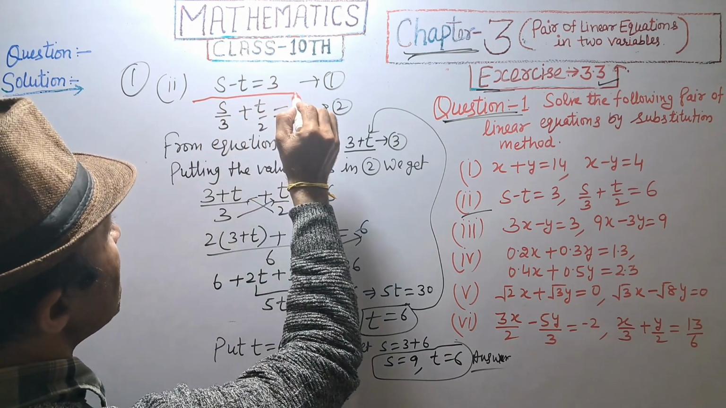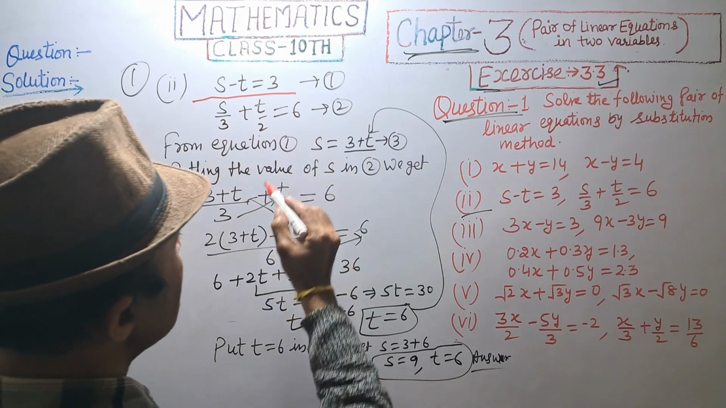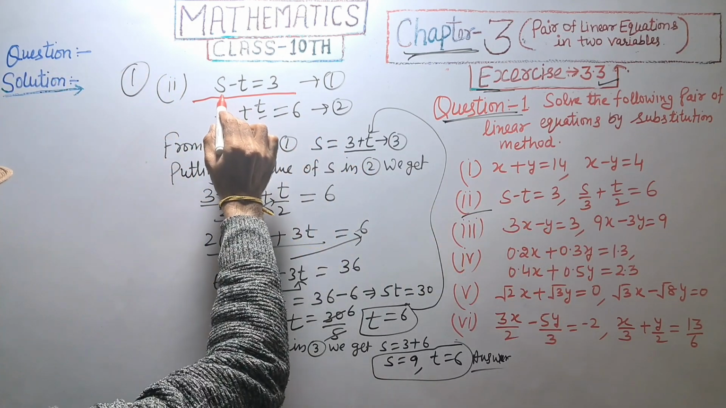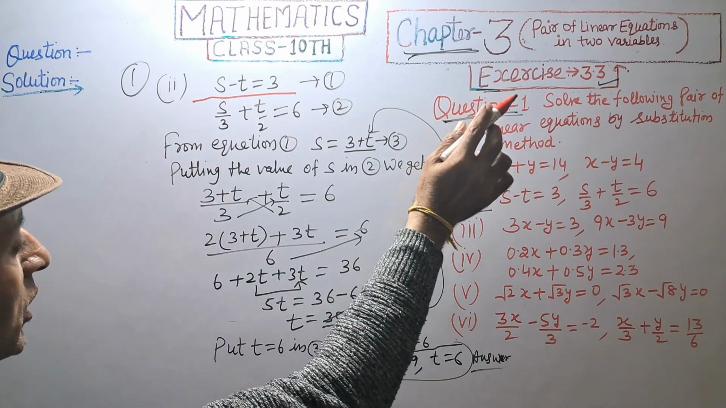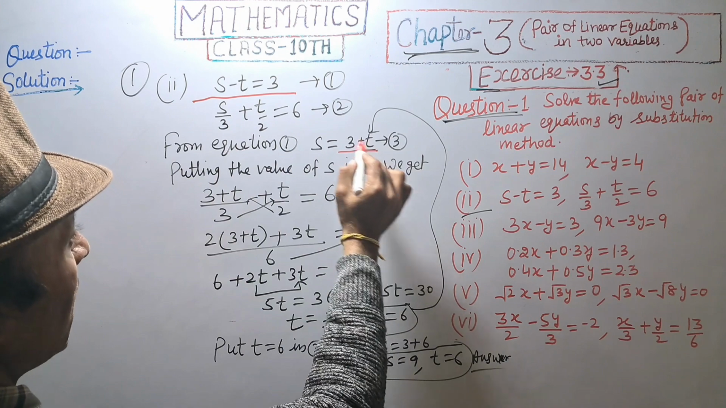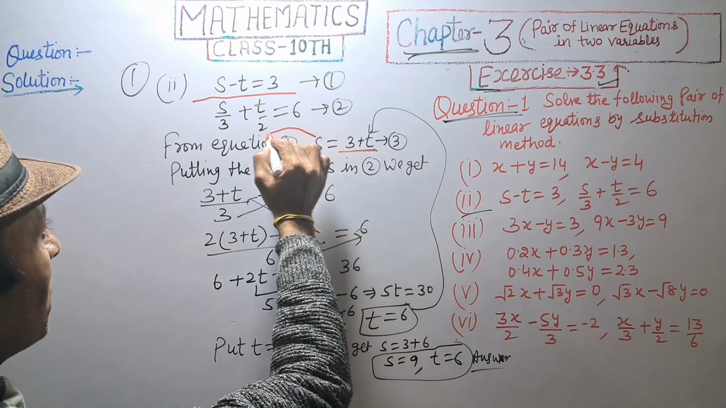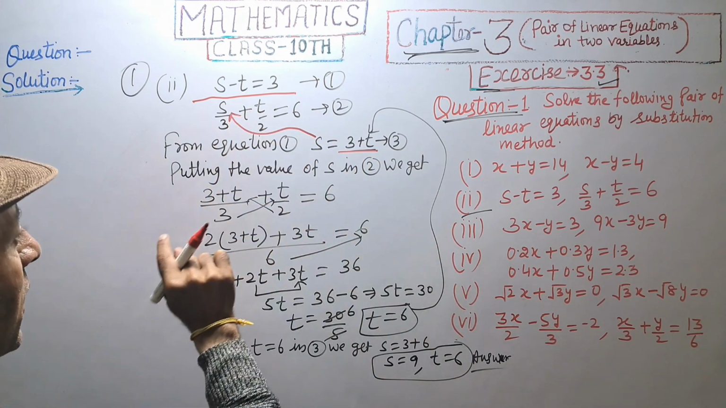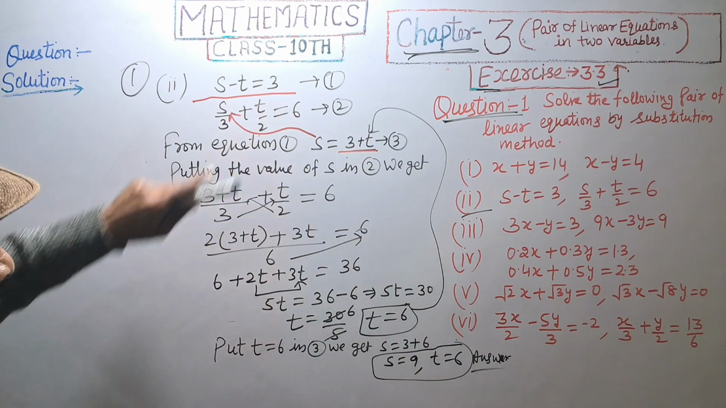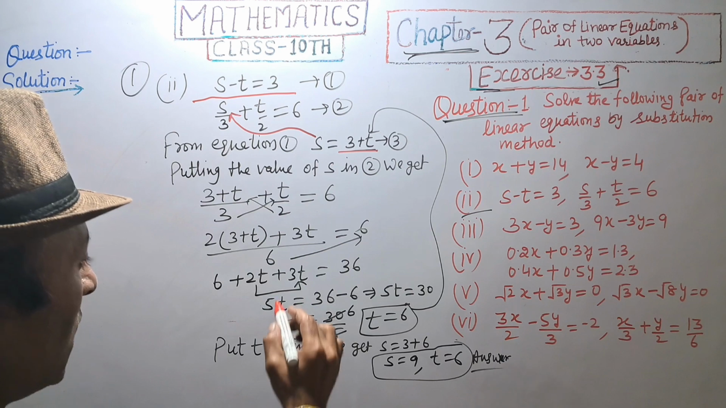Given s minus t is equal to 3 and s upon 3 plus t upon 2 is equal to 6. First of all, s is equal to 3 plus t. It makes a third equation, and putting the value of s in equation number 2, we get (3 plus t) upon 3 plus t upon 2 equal to 6.